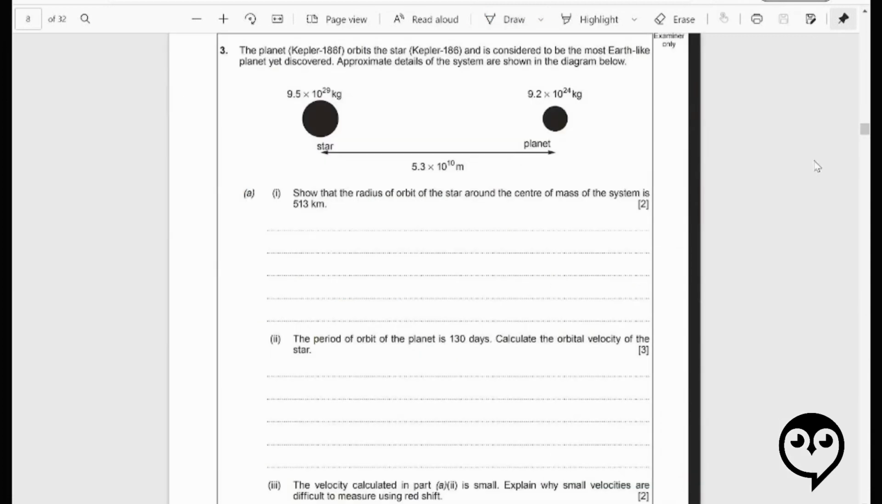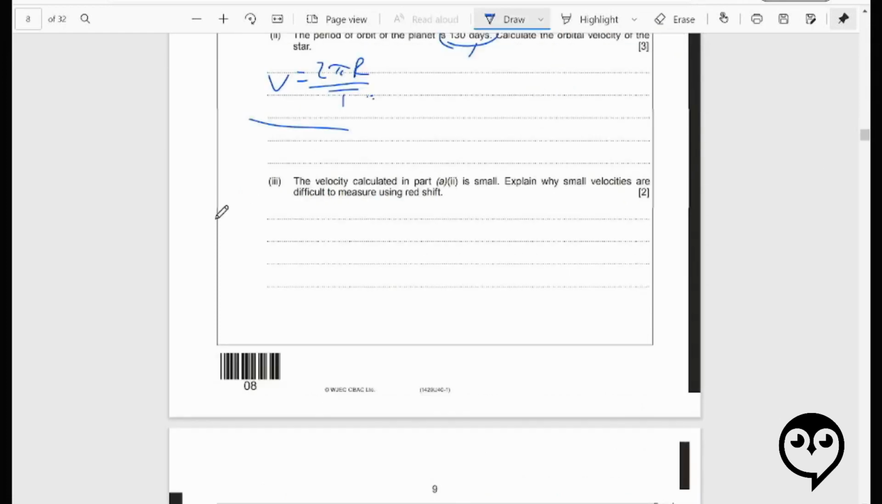This is an A2 Unit 4 paper from WJEC 2017. We've got a planet, Kepler 186f, and it orbits the star Kepler 186. I love these names. Part 3 here, the velocity calculated is small. Explain why small velocities are difficult to measure using redshift.